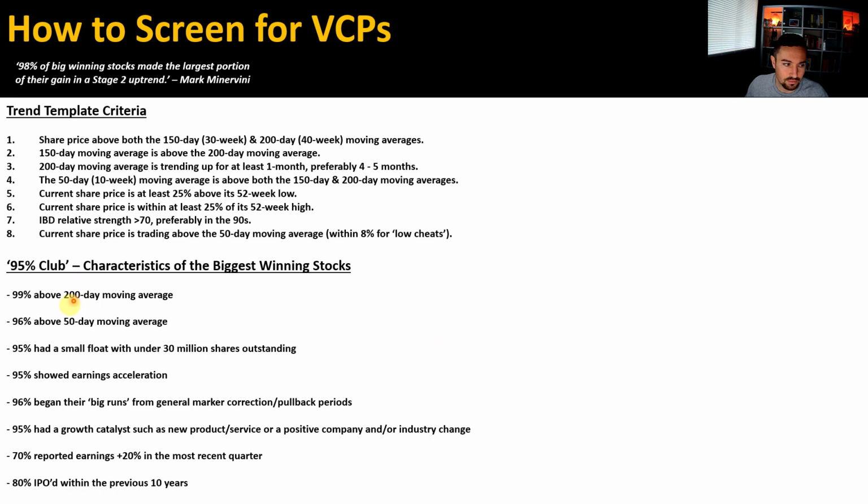So the 95% club, okay, 99% of these stocks, so these VCPs, when they went on huge runs and some of the biggest winning stocks in the market, think about Cisco Systems from the late 90s. What did they do? What are some of the repeatable characteristics that we can identify? So 99% of them were above their 200-day moving average. 96% were above their 50-day moving average. 95% had a float under 30 million shares outstanding.